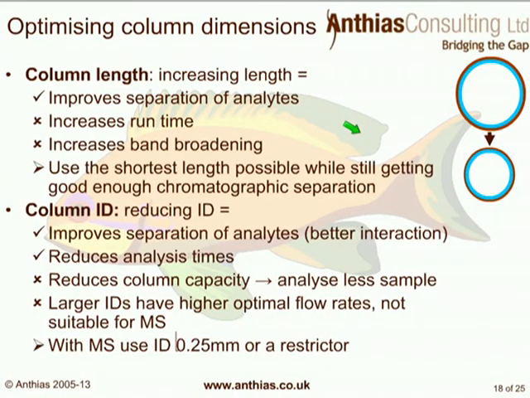Therefore, when we're choosing the internal diameter of our column, if it's to be used with GCMS, we would be choosing one with an internal diameter of 0.25 millimeters or less. If we wanted to use a larger internal diameter of our column, we then want to be using a restrictor to reduce the flow rate into the mass spec and therefore maintain our vacuum and maintain our sensitivity.